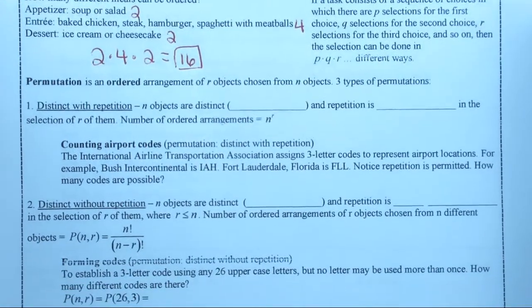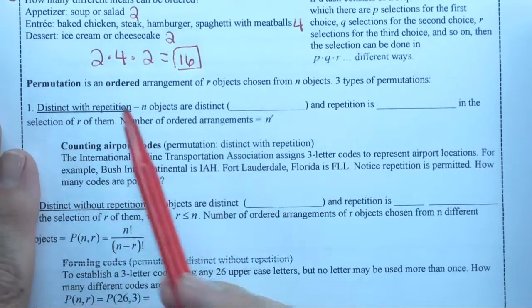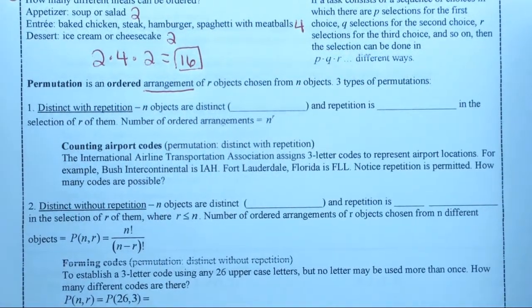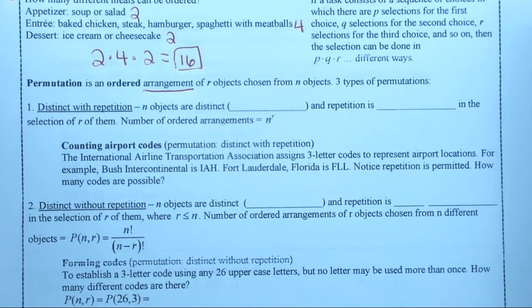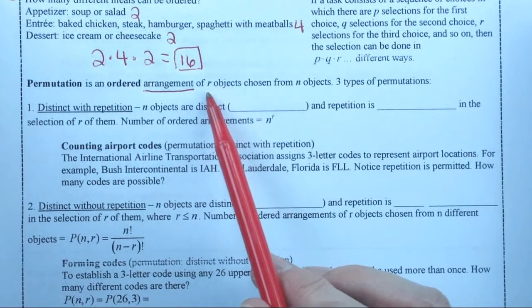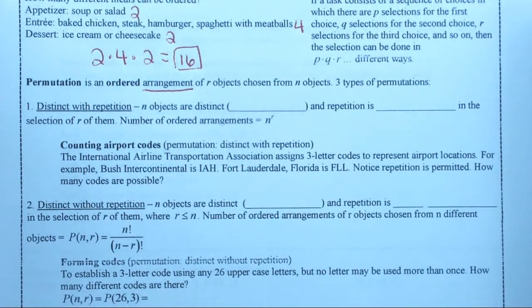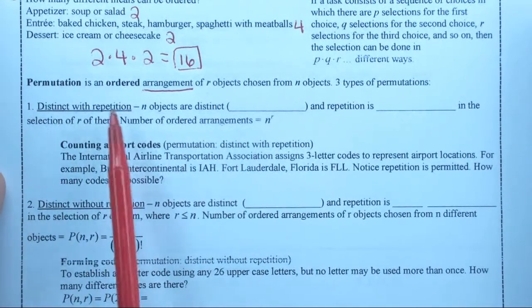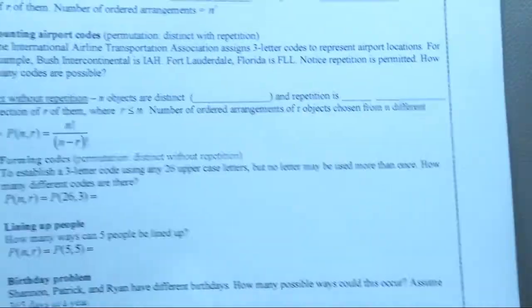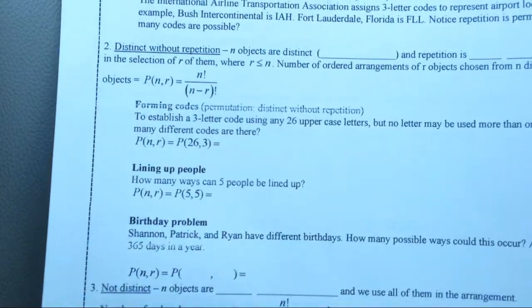The next thing we're going to look at is permutations. And when I say permutations, we're always talking about the arrangement of our objects chosen from N objects. So this is the total number you're choosing from, and this is the number that you're going to pick. So there are 3 types of permutations we're going to look at. We're going to look at distinct with repetition, without repetition, and then we're going to look at what happens when it's not distinct at all.